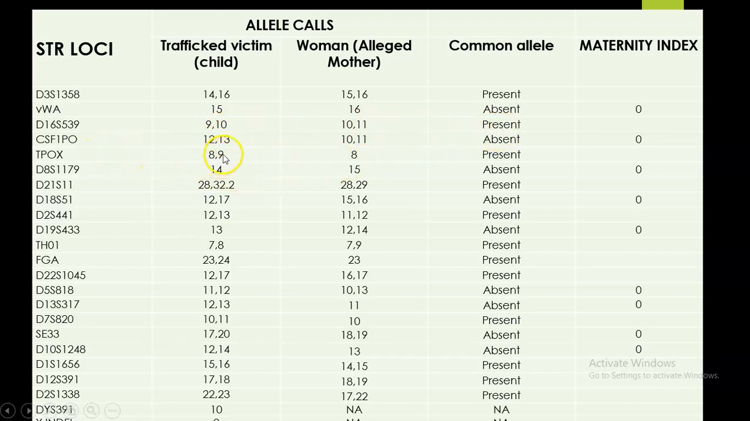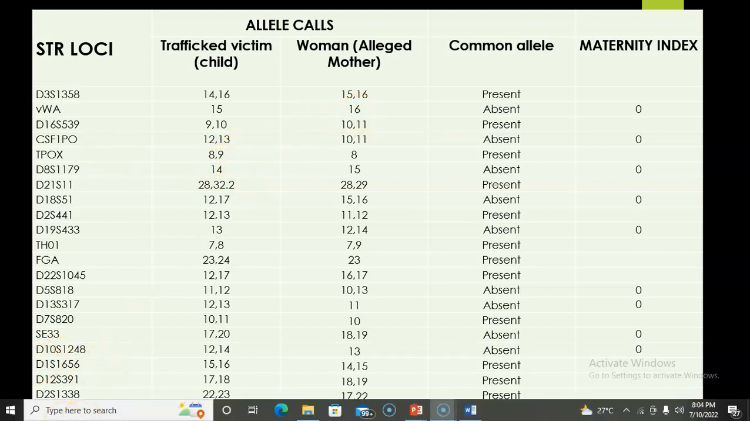The fourth one, 12, 13, 10, 11. What it means is that they don't share a common allele. So a common allele is absent. If we come to D8S1179, traffic victim 14, mother 15, common allele is absent. So at least to this point, we have 3 absent: 1, 2, 3, which is enough to exclude the aged woman as the biological mother of the traffic victim.